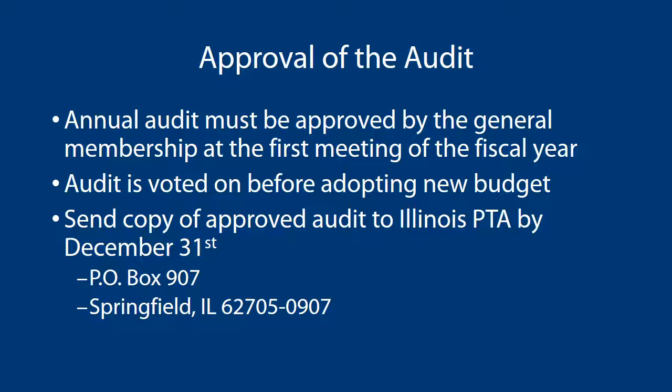You should send a copy of your completed and approved audit to the Illinois PTA State Office, as well as a copy of your IRS Form 990 filing before the end of the calendar year. The address is Illinois PTA, P.O. Box 907, Springfield, Illinois, 62705-0907. Sending these documents to the Illinois PTA is part of your PTA remaining in good standing and is part of the Illinois PTA's requirement to provide oversight of its member units to protect our nonprofit status.